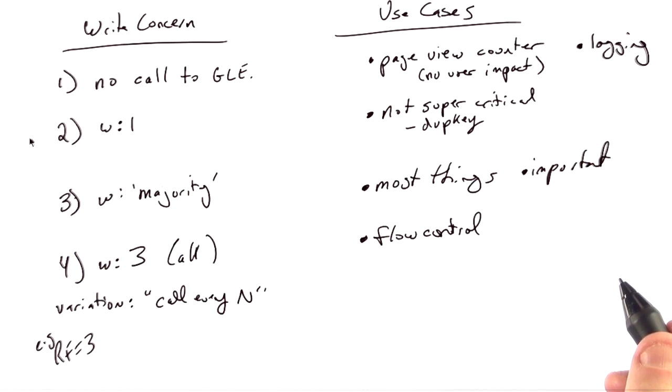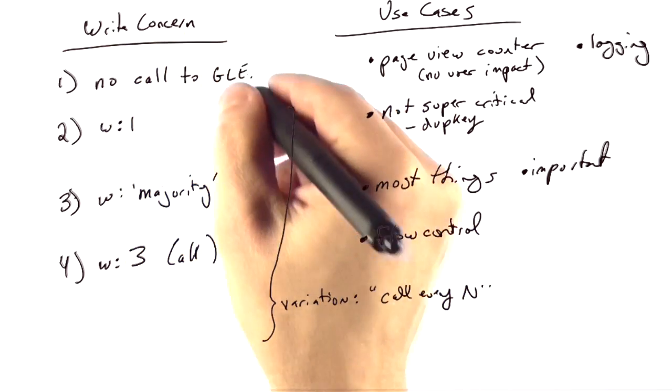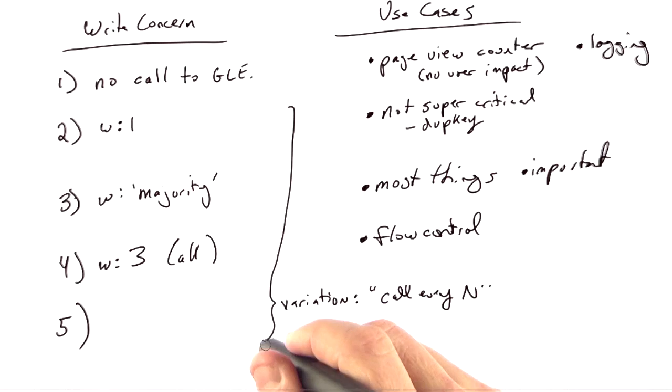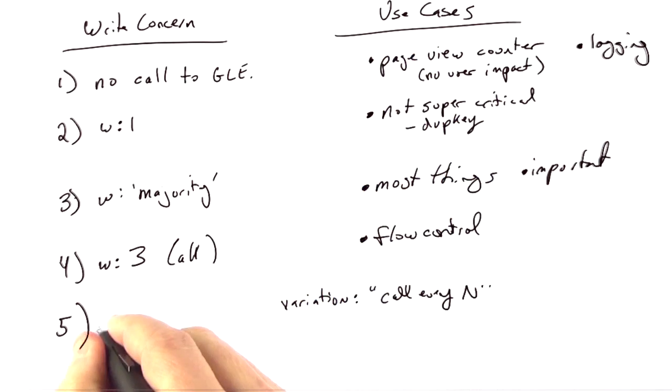Okay, so that's some of our options here. There is another option. The variation can be applied to all of these where we make any call at all, or even arguably to the first one where we only make a call every nth. So it's a little bit orthogonal to those. There is another option here, which is to use a tag.